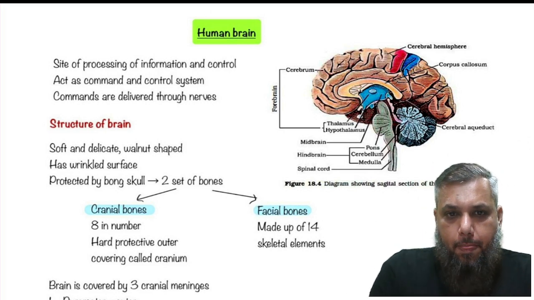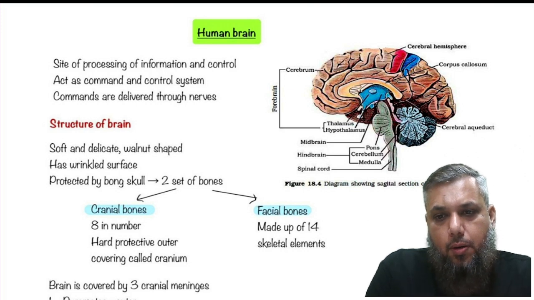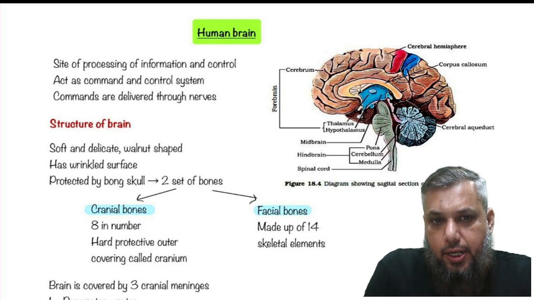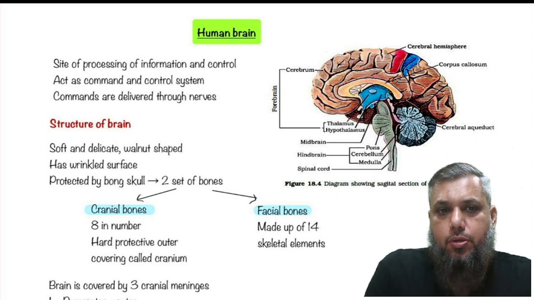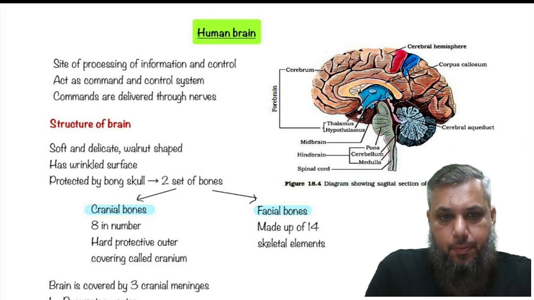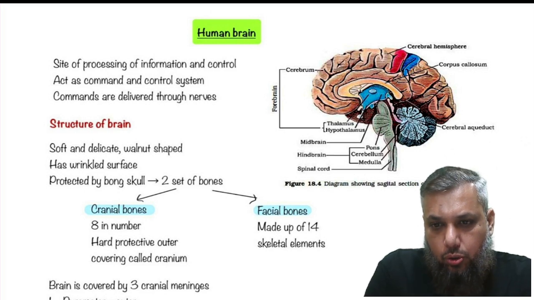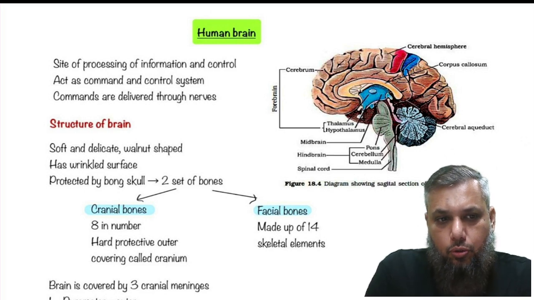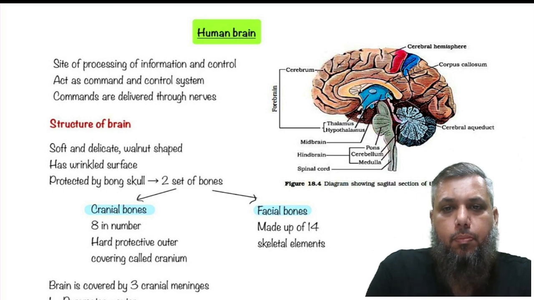So, the human brain is the anterior most part of the central nervous system. It is the site of processing of information and the control and command center. And through the peripheral nervous system, the human brain is connected to all the parts of your body.